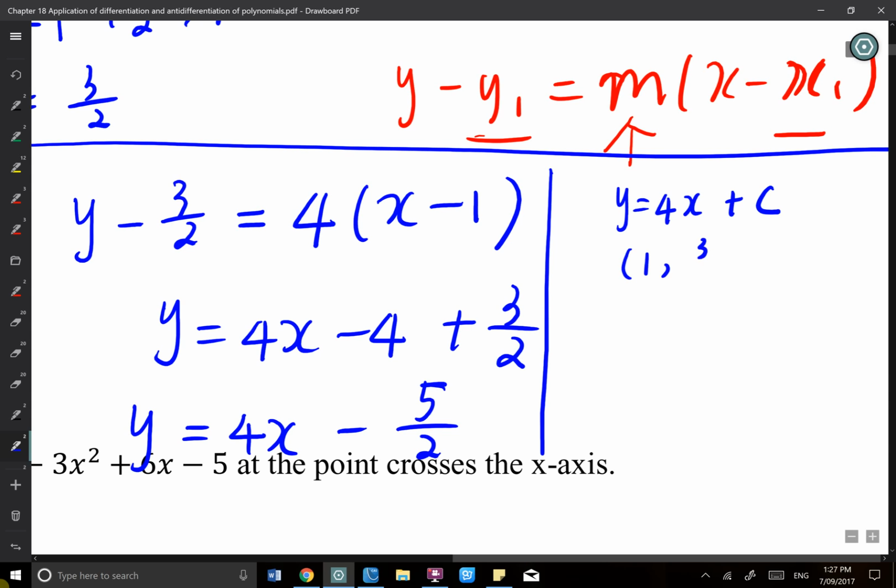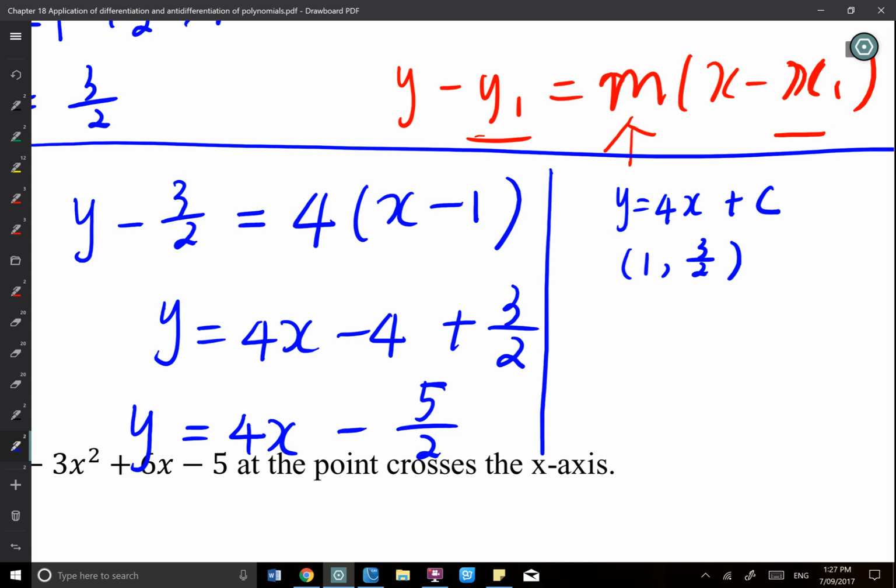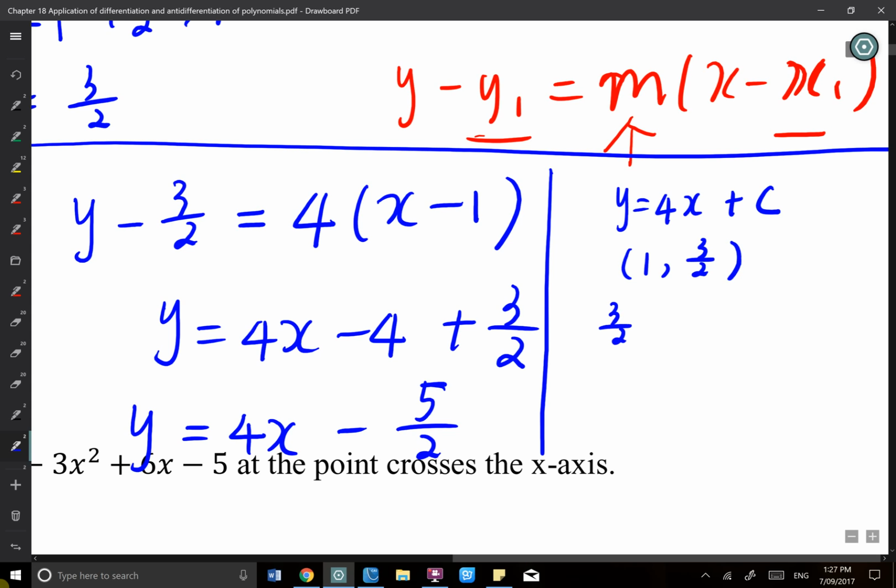It passed through the point (1, 3/2). It's definitely passed through the point (1, 3/2). So 3/2 equals 4 plus c, c equals negative 5/2. So y equals 4x minus 5/2.